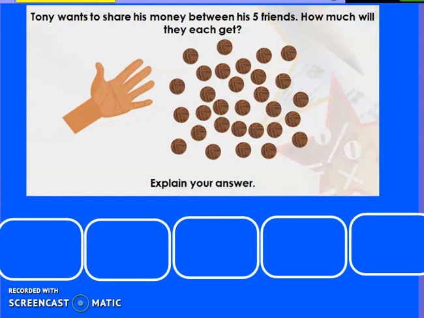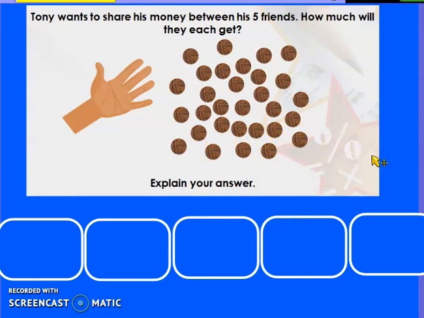We've got another problem here to work out together. Tony wants to share his money between 5 friends. How much will they each get? First, let's count how many coins he's got. 1, 2, 3, 4, 5, 6, 7, 8, 9, 10, 11, 12, 13, 14, 15, 16, 17, 18, 19, 20, 21, 22, 23, 24, 25, 26, 27, 28, 29, 30.